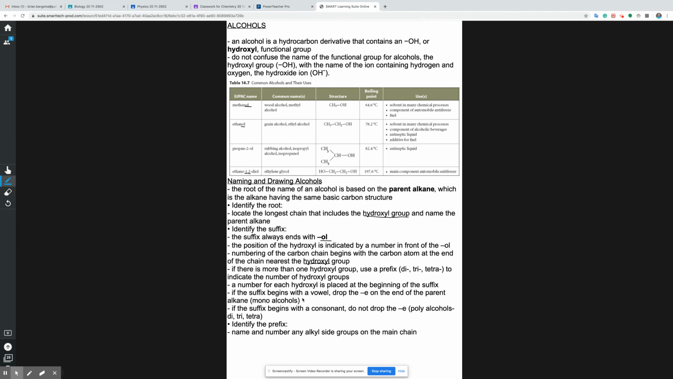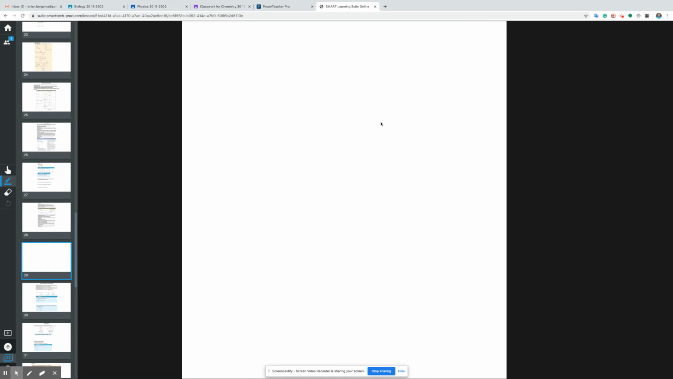Okay, if the suffix begins with a vowel, we drop the E on the end of the parent chain, like mono alcohols. So if the suffix begins with a vowel, here's our vowel on our suffix, so we drop the E. Here we have a consonant, so we don't drop the E. Then identify the prefix, name, and number any alkyl side group. That comes after you've named your alcohol. You add those prefixes.